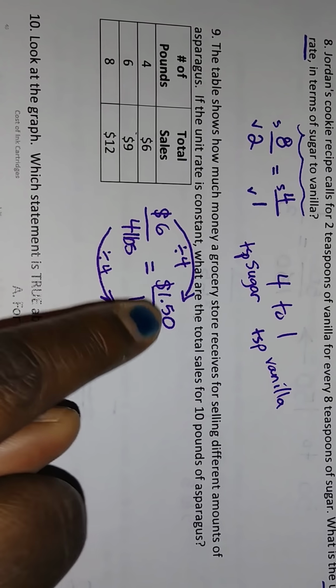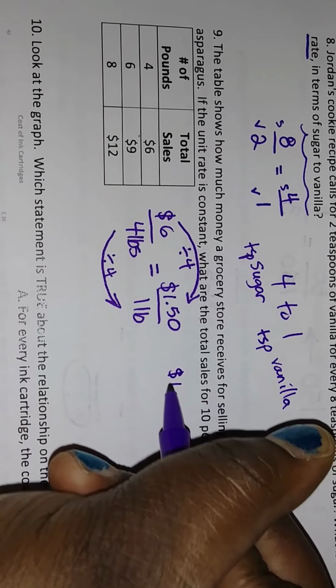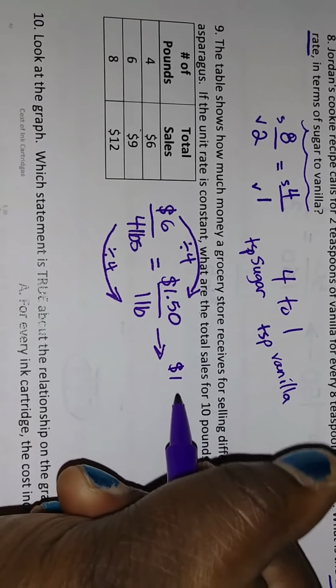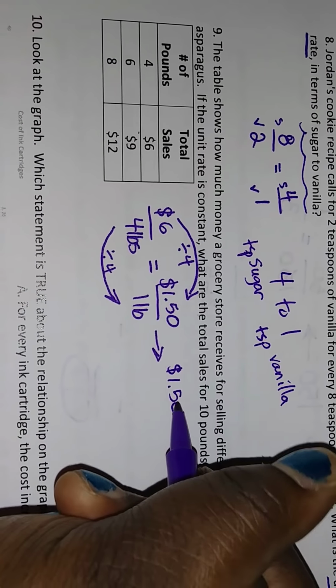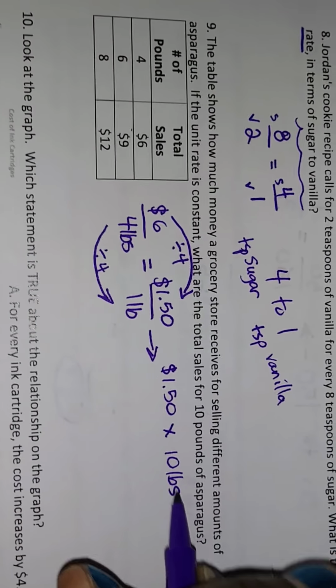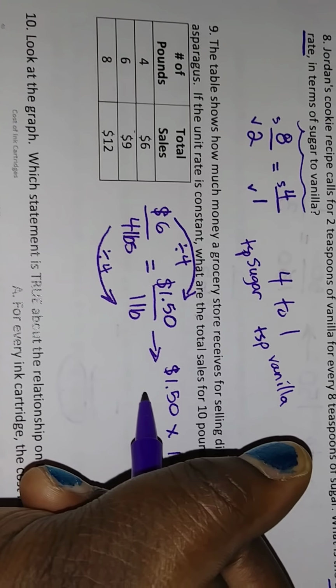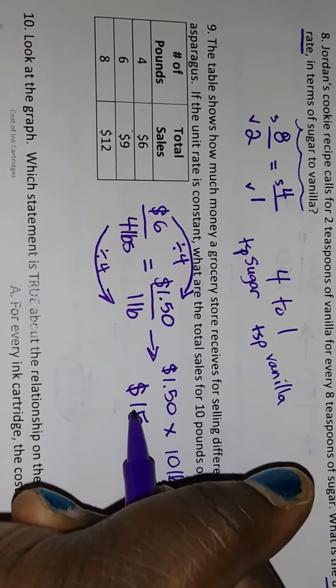So if I want to know the price of 10 pounds, I'm going to take that $1.50 and times that by 10 pounds. And I get that the price of 10 pounds is $15.